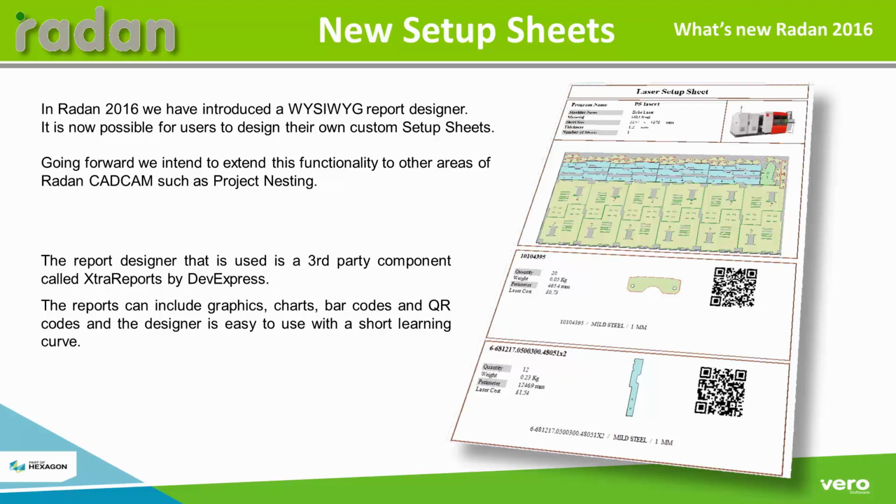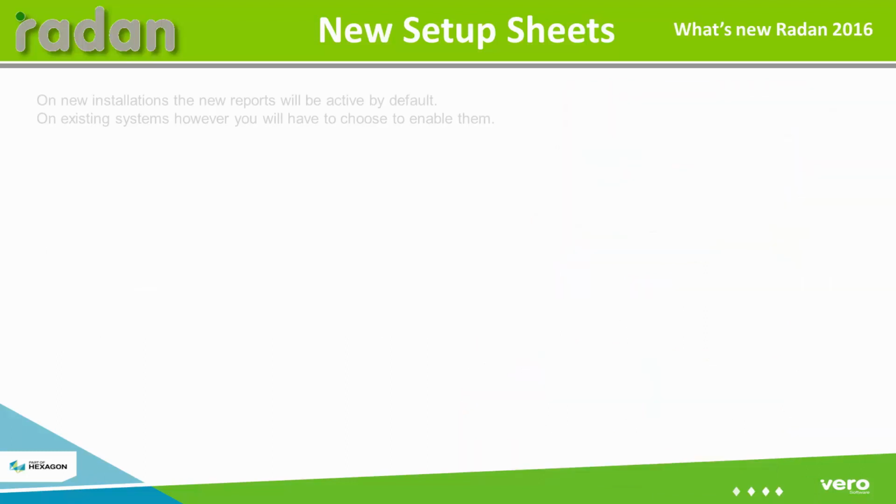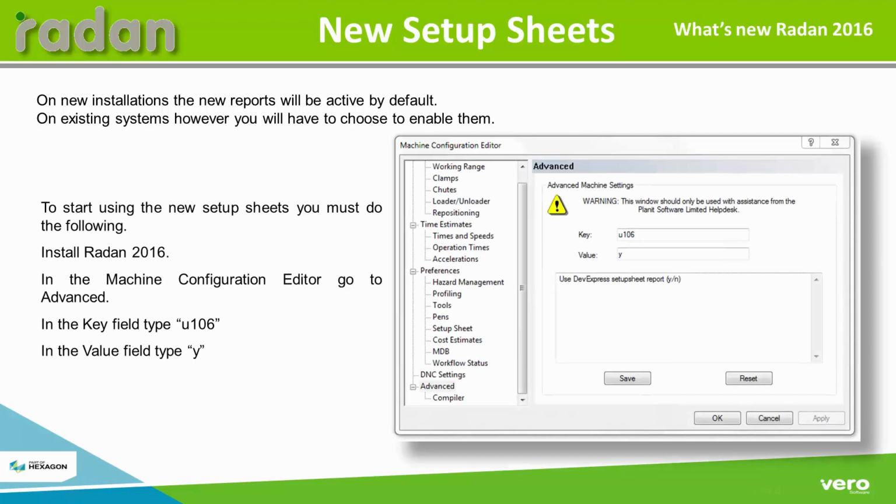The reports can include graphics, charts, barcodes and QR codes, and the designer is easy to use with a short learning curve. On new installations, the new reports will be active by default. On existing systems, however, you will have to choose to enable them. To start using the new setup sheets, you must do the following.